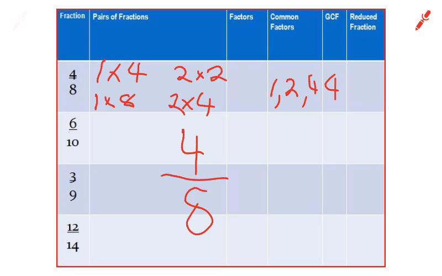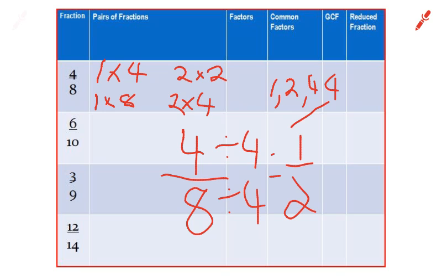Don't write it like I am, but I don't have room, and I want to show you here. We take this 4, and we divide our top number by 4. We divide our bottom number by 4. 4 divided by 4 is 1. 8 divided by 4 is 2. So our reduced fraction is 1 over 2.